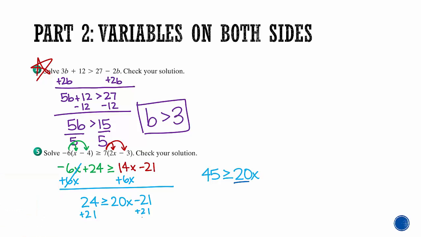And to get x by itself, I'm going to divide both sides by 20. So over here, it goes in twice with a quarter left over. 2.25 is greater than or equal to x. And remember, you can write its mirror image: x is less than or equal to 2.25.